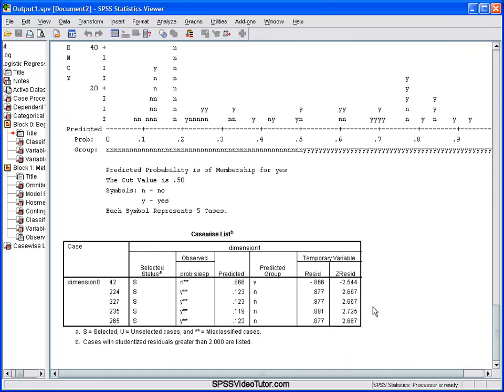Now, when we go down to the last table, this indicates the cases in your sample where the model does not fit well at all. Okay? It displays cases that have a z residual value above 2.0. Okay? Now, if your z residual values are greater than 2.5 or less than negative 2.5, the specific cases should be examined for possible errors. All right? Now you know how to perform and interpret a logistic regression.